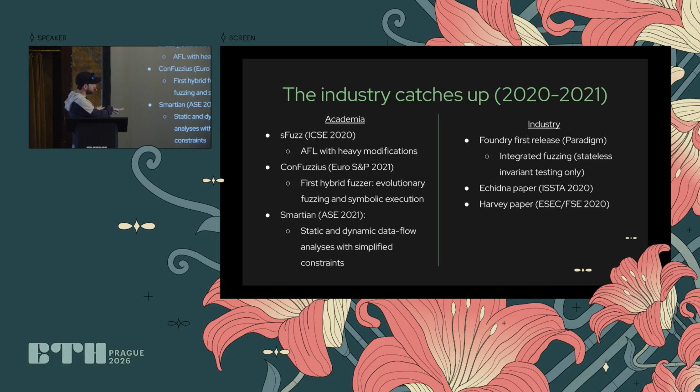The other fuzzers that we mentioned, they all do stateful fuzzing. Right, but yeah, this was the first release, and it's interesting because it didn't have any coverage guidance. It's just random fuzzing using one library from Rust. From the industry side, we have papers for Echidna and Harvey.